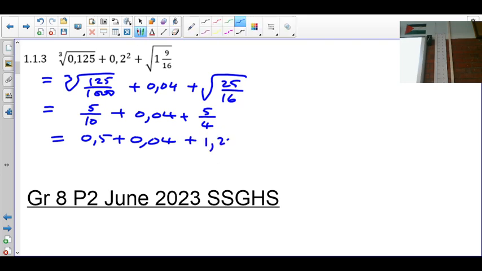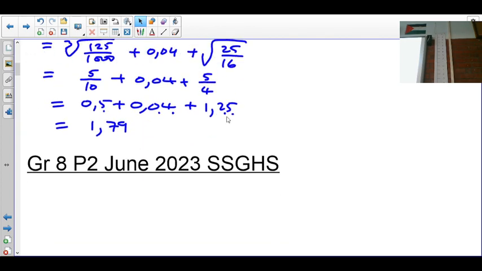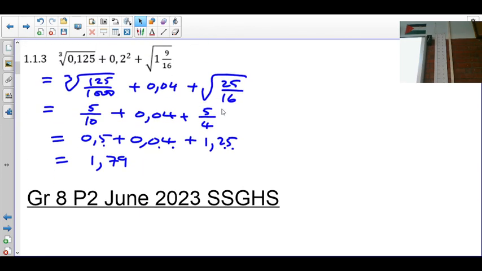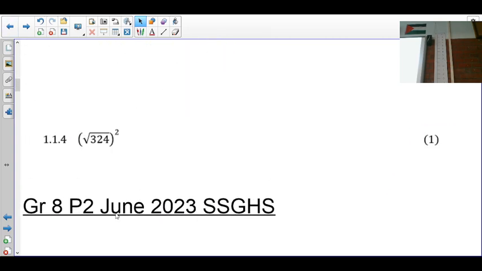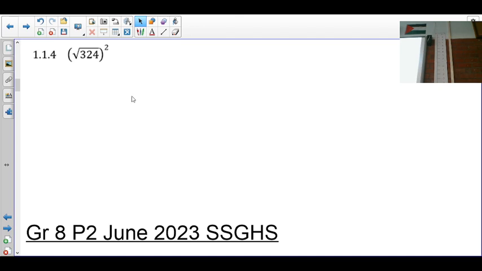So it's 1,25. Okay. And if I add that, it's going to give you 1,79. Okay. If you had written it in fraction form, it would be 179 over 100. Okay. As the question did not specify in which form it must be given, so either would be accepted. Okay. People, I'm surprised many of you didn't get this right.